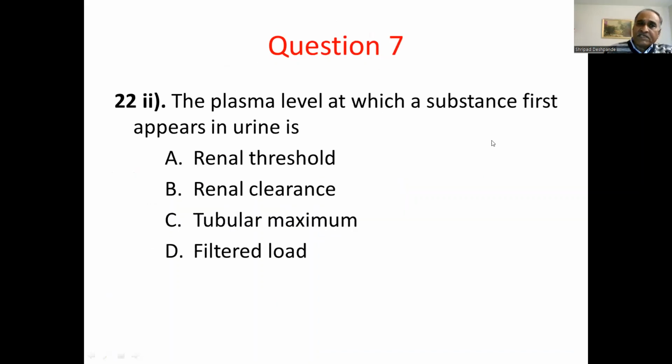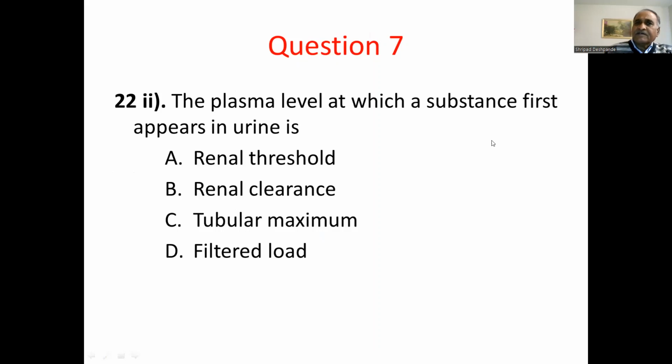Next, question number 7, it is 22.2. The plasma level at which a substance first appears in urine. Very easy question. A, renal threshold. B, renal clearance. C, tubular maximum. D, filtered load.